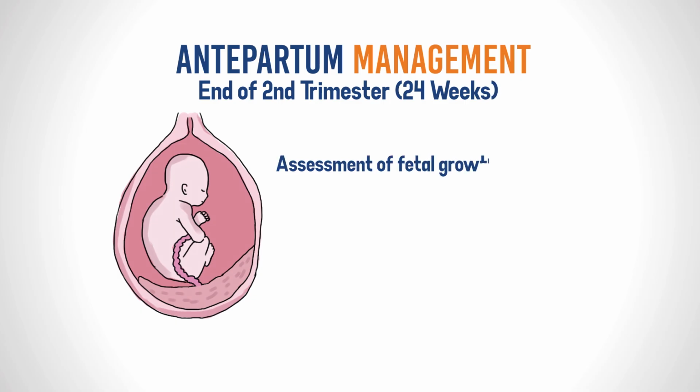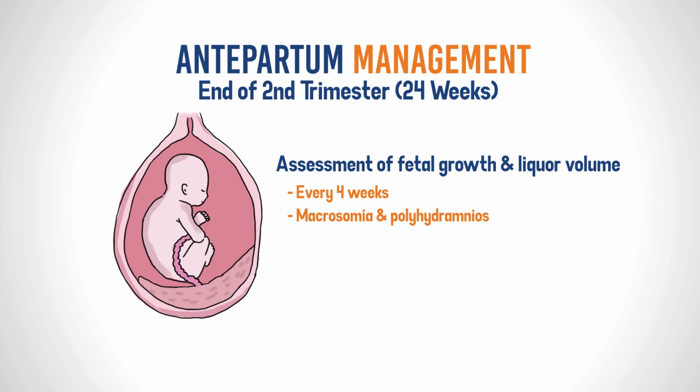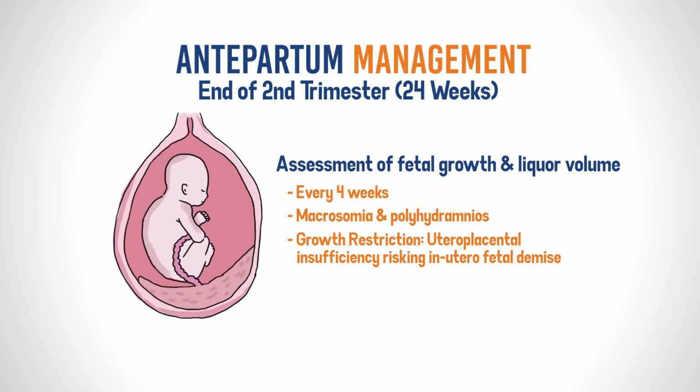At the end of the second trimester and every 4 weeks thereafter, women with pre-existing diabetes are recommended to undergo serial assessment of fetal growth and liquor volume. Macrosomia and polyhydramnios are common in diabetic pregnancies and should be managed. However, growth restriction in a diabetic pregnancy is indicative of uteroplacental insufficiency with risk of in utero fetal demise. It implicates the development of preeclampsia, hyperglycemia-induced toxic placental senescence, diabetic macrovascular disease of the placenta, or a combination of these factors.